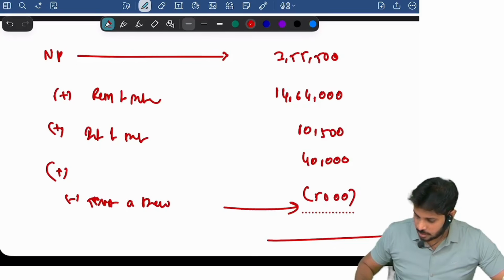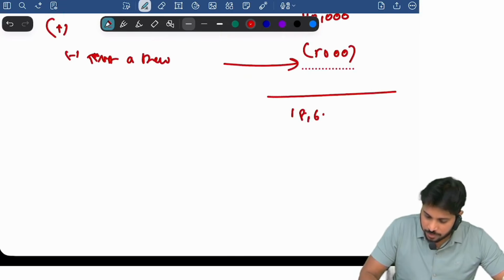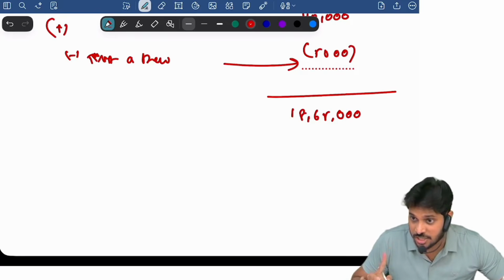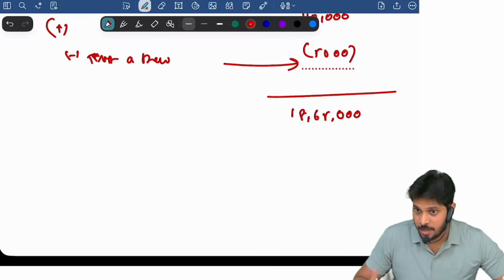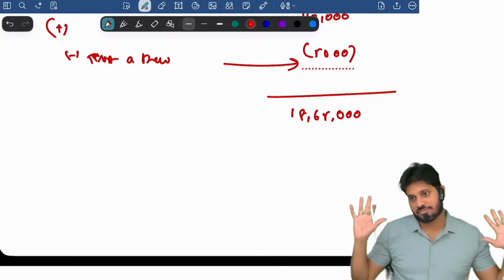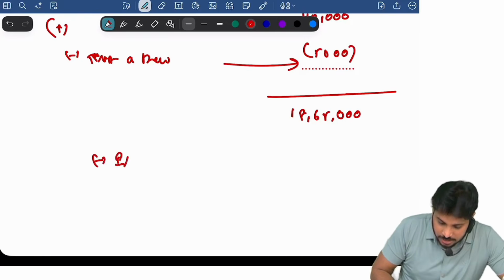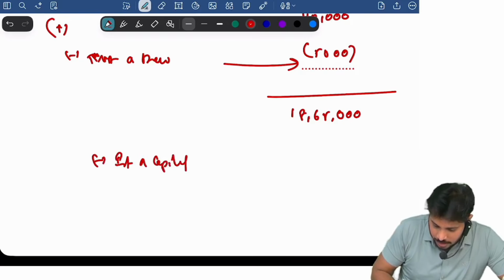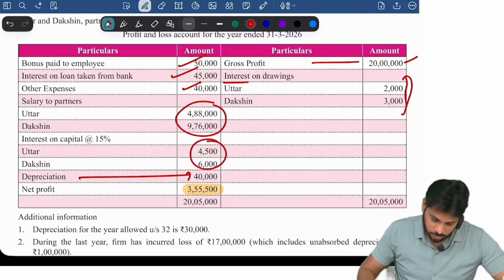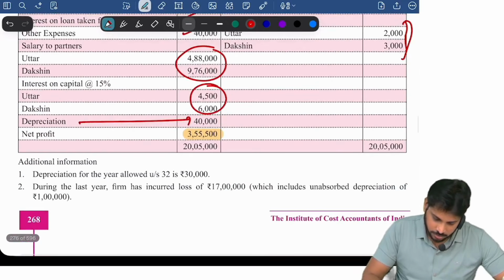3,55,500, 14,64,000 plus 10,500 plus 40,000 minus 5,000 is equal to income of the firm before interest, before remuneration deduction. Am I right? Before any dealings with partner, this is the income of the firm. Now I will claim first interest on capital. Okay, what is the treatment of interest? You will get only 12%. Yes or no? Now look at, interest is given here.